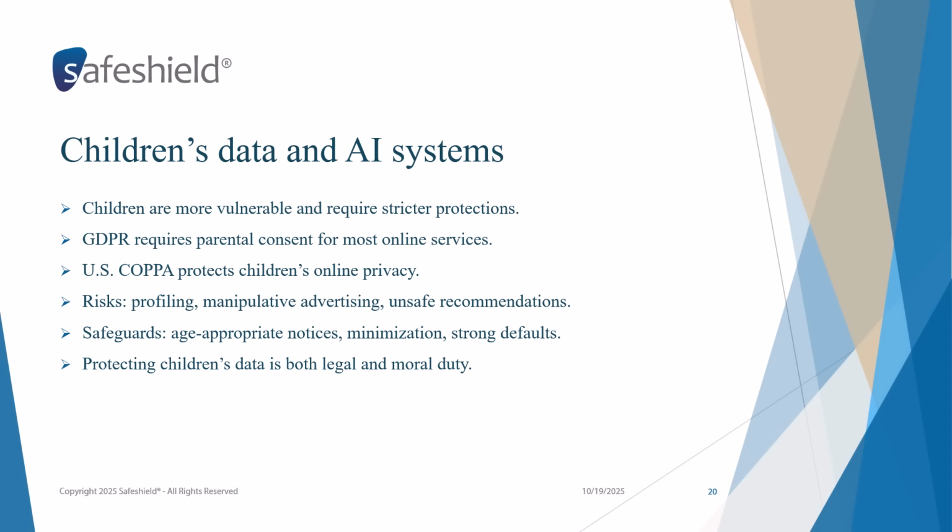For AI, children's data is often present in contexts like educational apps, gaming platforms, and social media. These systems can involve behavioral profiling, targeted advertising, or automated recommendations, all of which must be designed with strict safeguards. Key measures include obtaining verifiable consent, providing age-appropriate privacy notices, and avoiding manipulative practices such as nudging children into oversharing. Developers should also implement data minimization, collecting only what is necessary, and strong default privacy settings. AI systems should never exploit children's data for unfair commercial gain or expose them to harmful content.